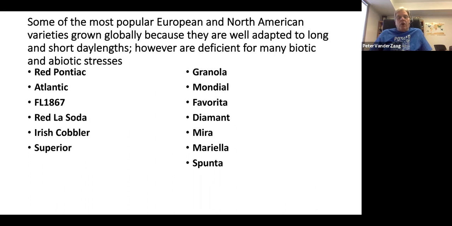However, these varieties all have deficiencies and are lacking in some abiotic or biotic stresses they can't handle. And that's why we're talking about what we're trying to do now with moving this work forward, what we're talking about here today.